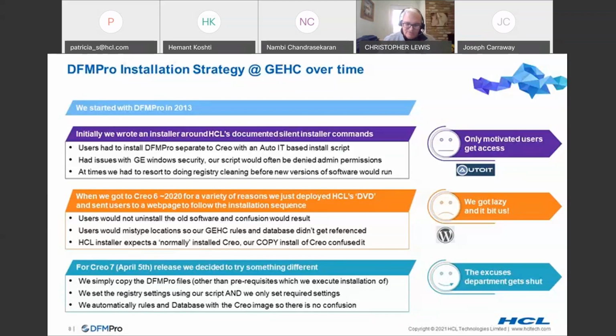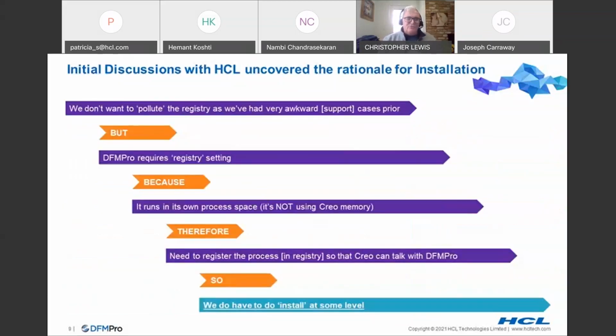So I mentioned the installer a couple of times, and as I said, in 2013 we started off with this silent installer wrapper, and honestly we were never really perfectly happy with that process. The reason you install DFMPro, as we found out, is because from an IT perspective, it is running as a separate tool inside a separate piece of memory, and therefore you do need to have it talk to Creo and vice versa. And that talking requires installation, and when I say installation, I mean writing information into the Windows registry, registering a server process and things like that.